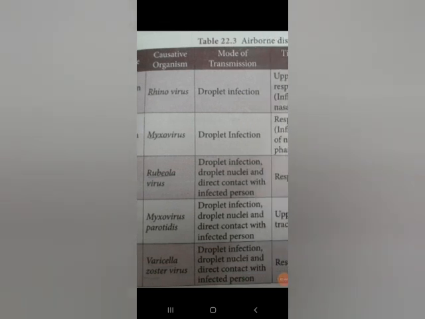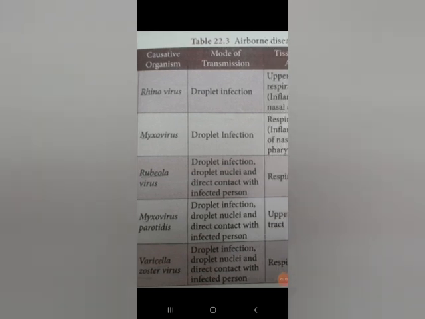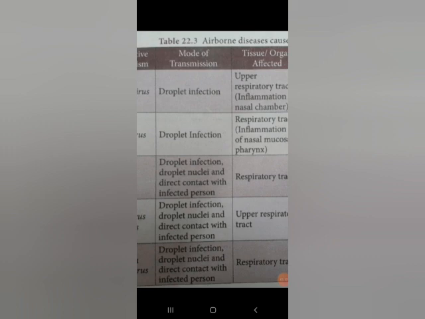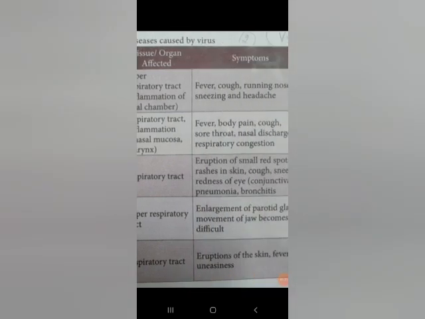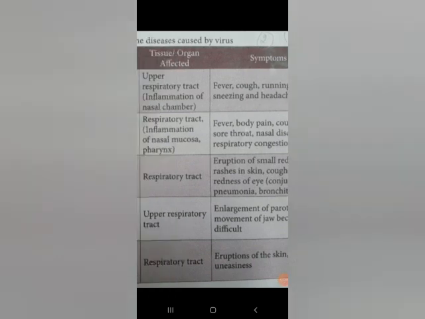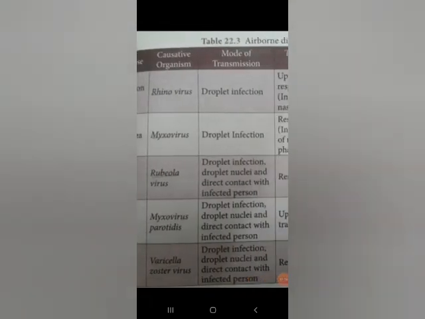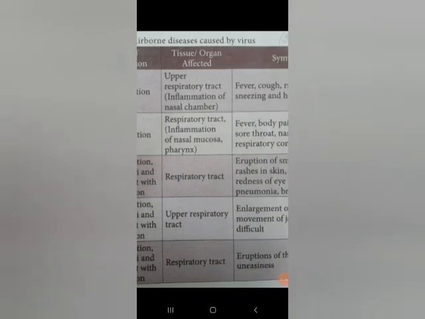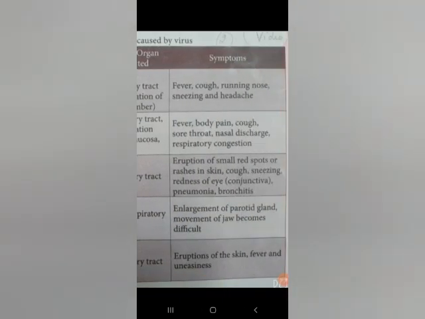Mumps. Myxovirus parotitis, droplet infection, upper respiratory tract, enlargement of parotid gland. Chickenpox. Varicella zoster virus, droplet infection, respiratory tract, eruption of the skin.